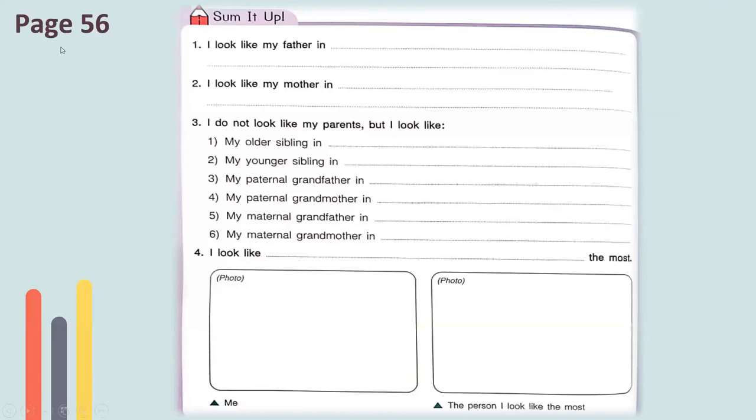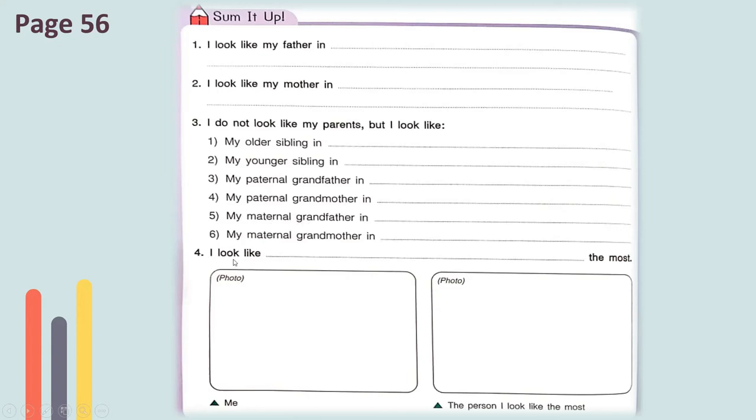For this one, you can see this on page 56. So here, this depends on your own answer. Okay, so you should know yourself. Let me read it for you. Number one, I look like my father in blank. Number two, I look like my mother in blank. Number three, I do not look like my parents, but I look like my older sibling in blank, my younger sibling in blank, my paternal grandfather in blank, my paternal grandmother in blank, my maternal grandfather in blank, my maternal grandmother in blank. Paternal grandparents are the parents of your father. Maternal grandparents are the parents of your mother.